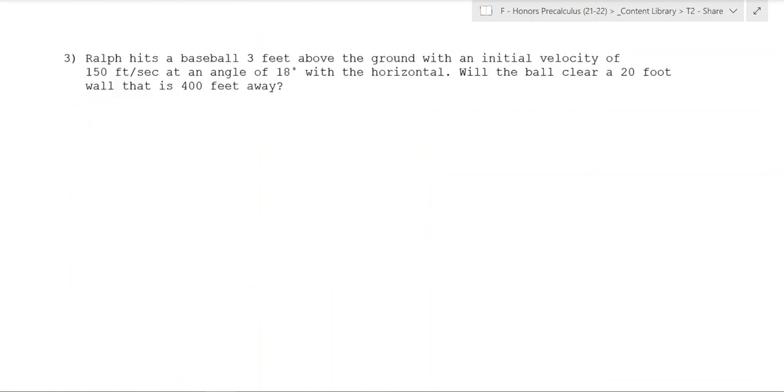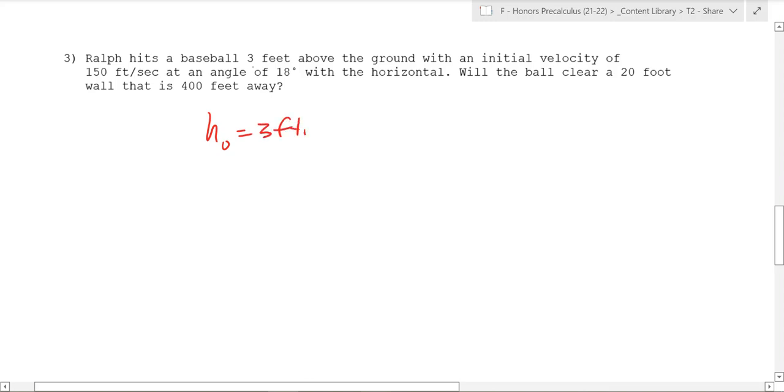So let's use that. Ralph hits a baseball 3 feet above the ground, so that tells us our initial height h naught is 3 feet, with an initial velocity v naught of 150 feet per second at an angle, we can call it alpha or theta, equals 18 degrees with the horizontal.